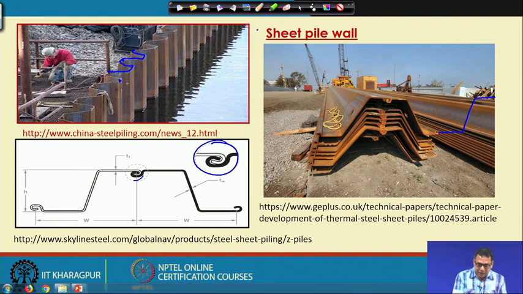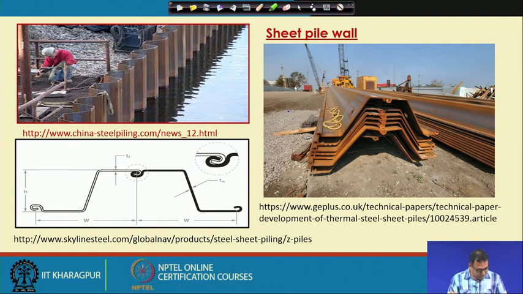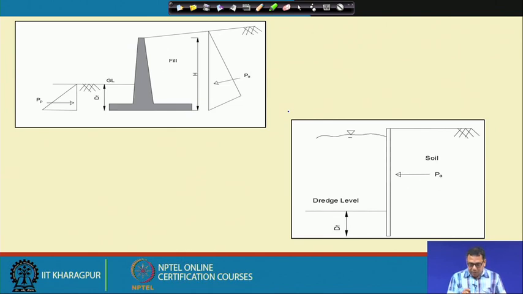You can see this side of the sheet pile is the backfill, and this side is either a water body or it is void. So, this is a kind of retaining wall. Okay. And then, what is the basic difference between the sheet pile and the retaining wall?